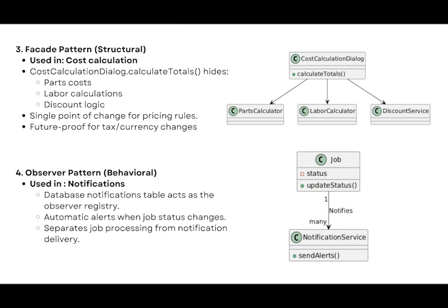Third, we used facade pattern in the cost calculation module. But how? The cost calculation dialog's calculate totals method encapsulates all internal logic like parts cost, labor, and discounts into a single access point. This makes future updates such as tax or currency changes easier and localized. Fourth, we used observer pattern. Notifications are pushed to relevant users when a job status changes using observers. This loosely couples the repair job and the UI components.